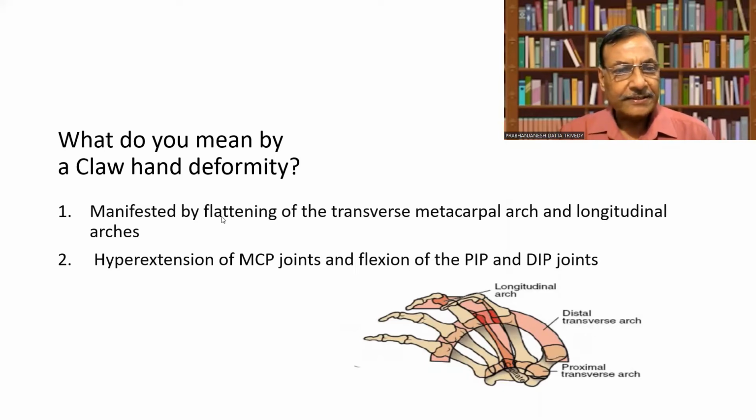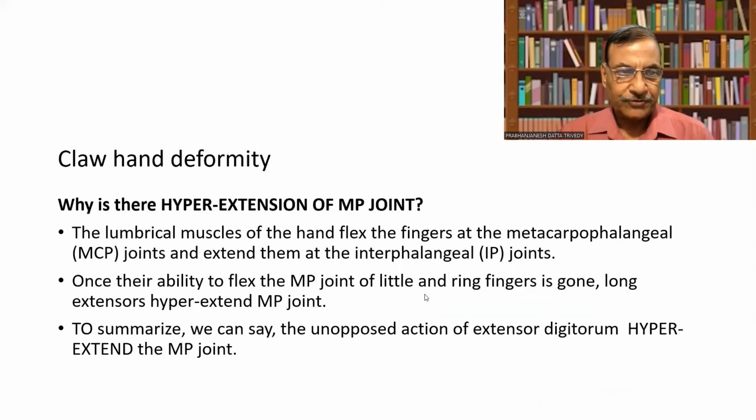Claw hand deformity is flattening of the transverse metacarpal arch and longitudinal arches, accompanied by hyperextension of the metacarpophalangeal joints and flexion of the proximal interphalangeal and distal interphalangeal joints. So the transverse arches along with the longitudinal arches are lost, and there will be hyperextension of the metacarpophalangeal joints and flexion of the PIP and DIP joints.